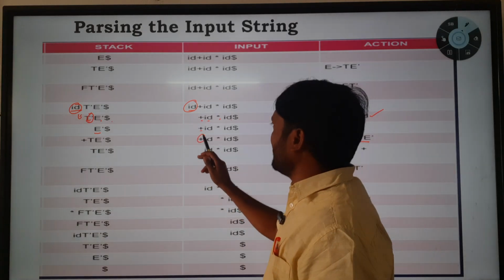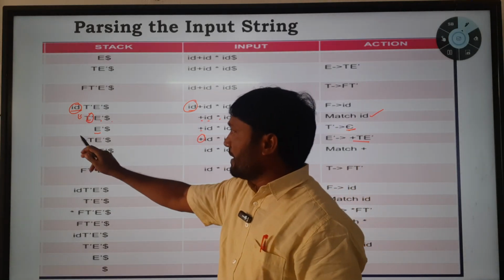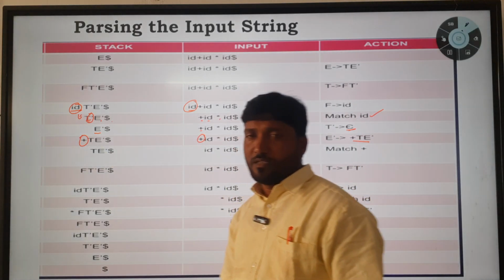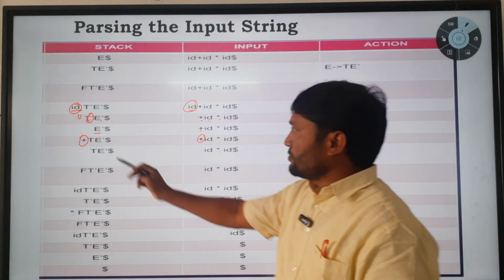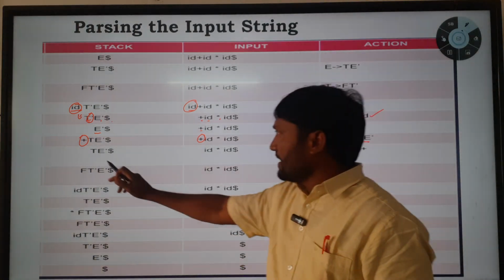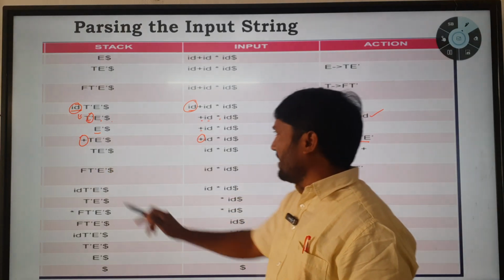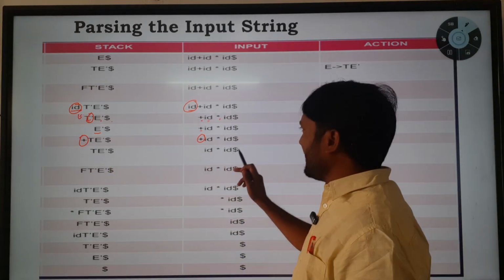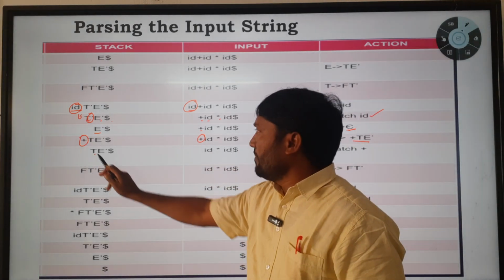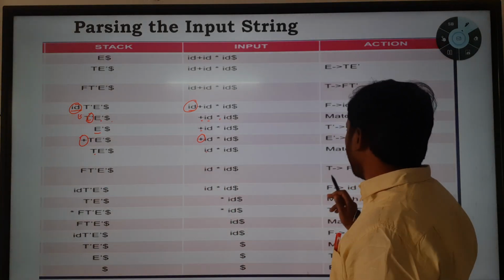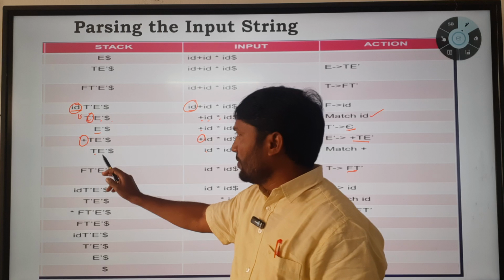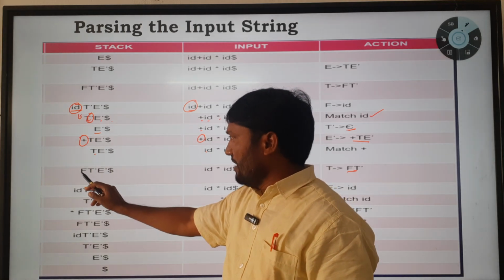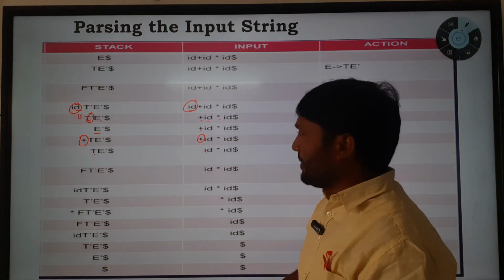The top of the input buffer is plus and the top of the stack is plus. So both are matched, then automatically we can perform the pop operation. The remaining stack is T E dash and dollar, with id star id followed by dollar. T comma id. What is the T comma id? That is FT dash. Now substitute the value, E dash T dash F and id star id followed by dollar.